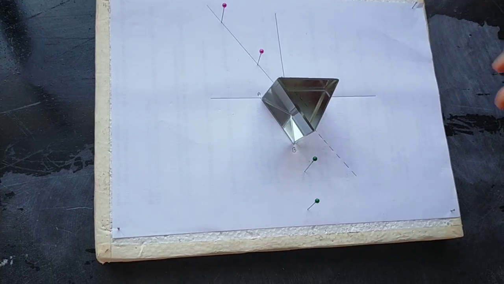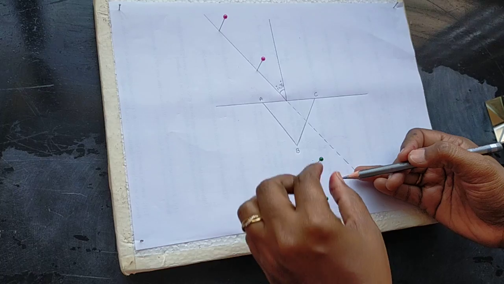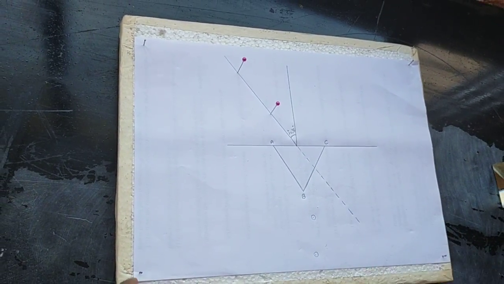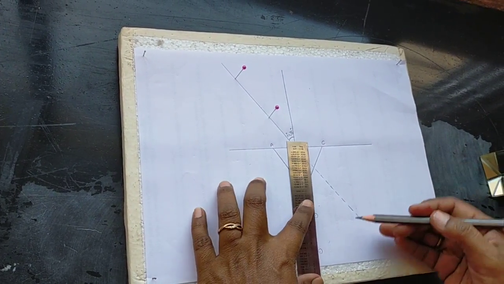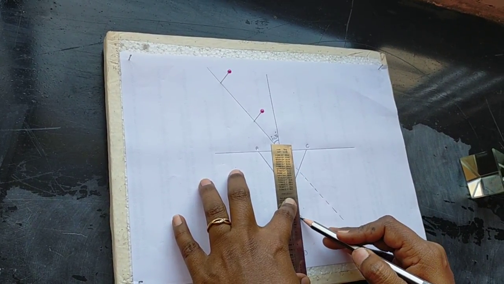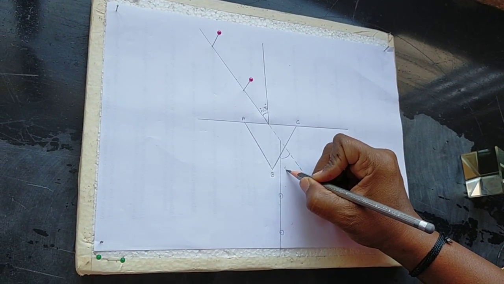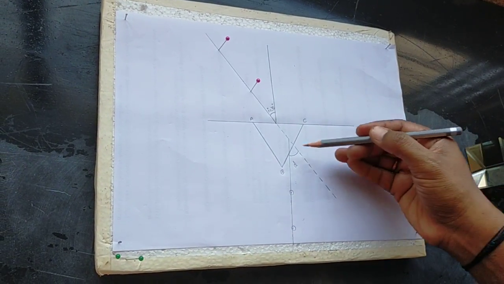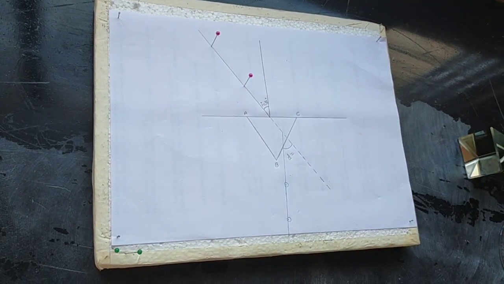Now I am going to remove the prism. You can observe these two green pins. Let us mark these two pins. Remove the two pins and join these two points to the incident ray extended. Now we have to find this angle. This angle we call the angle of deviation. The angle between the incident ray extended and the refracted ray is called the angle of deviation.